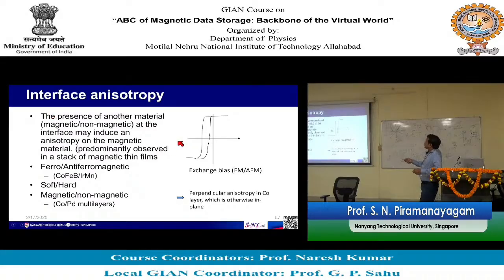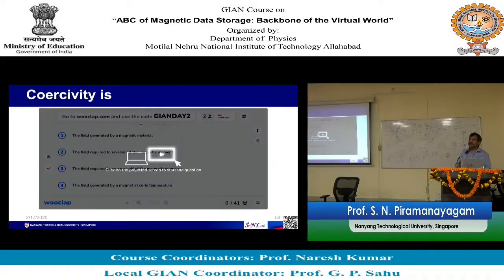So here again this anisotropy is coming from the interface between ferromagnetic and antiferromagnetic material. Okay. So this is another kind of anisotropy. These are some examples of anisotropy, and this anisotropy is responsible for the soft and hard magnetic properties. Okay. So, let us do some questions.